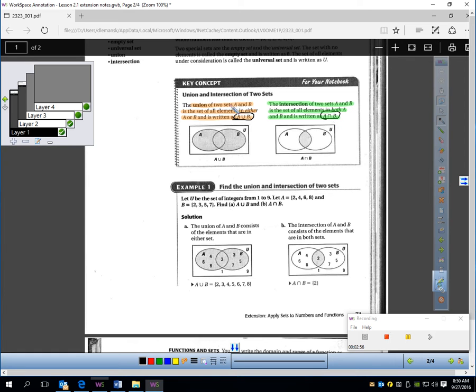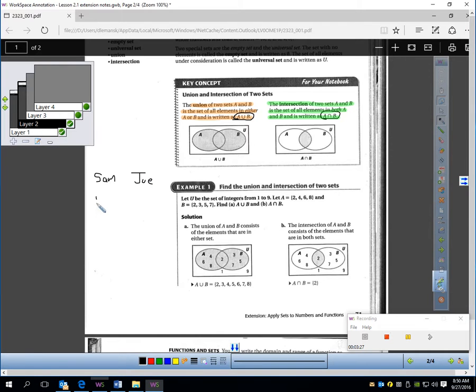Now, these pictures aren't really a good representation, in my opinion, of what union and intersection is. I mean, they kind of give you the idea. Union is combining everything together. Intersection is only what you have in common. So here might be a better example. Let's say we have two people. We'll put Sam and Joe, and they're sitting side by side at a desk.